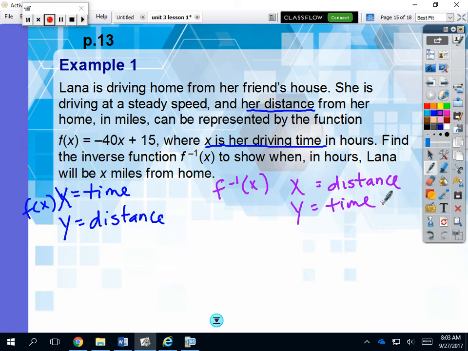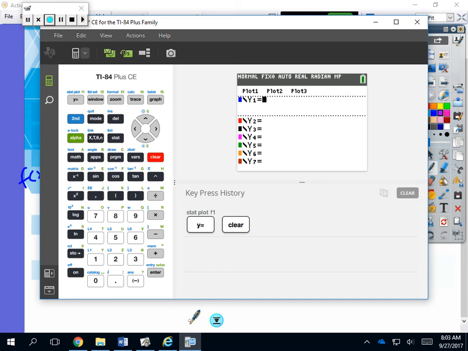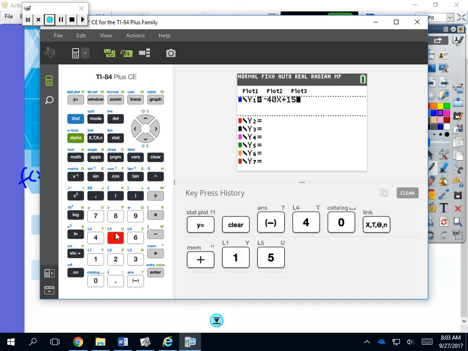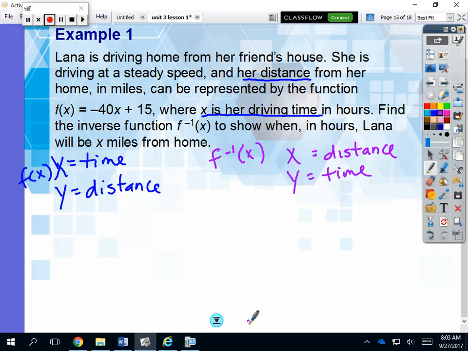So now when I find the inverse, x is going to be the distance from home. My independent variable will be distance from home, and my dependent variable will be time. Okay, so the first step is determine if this is a one-to-one function. Well, it's a linear function, so if you put it in your calculator and look at it or plot the points, you would see it is one-to-one, negative 40x plus 15. So y equals negative 40x plus 15. I don't know what my graph is set on. Zoom 6. So we see if we draw a horizontal line through that, it would pass the horizontal line test. So number 1 is yes, it is one-to-one.